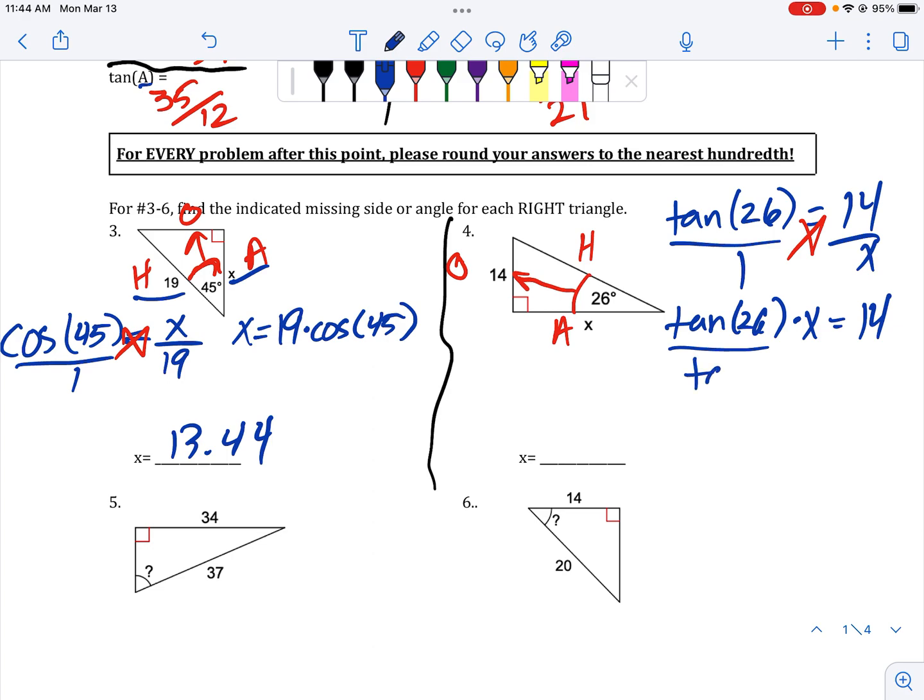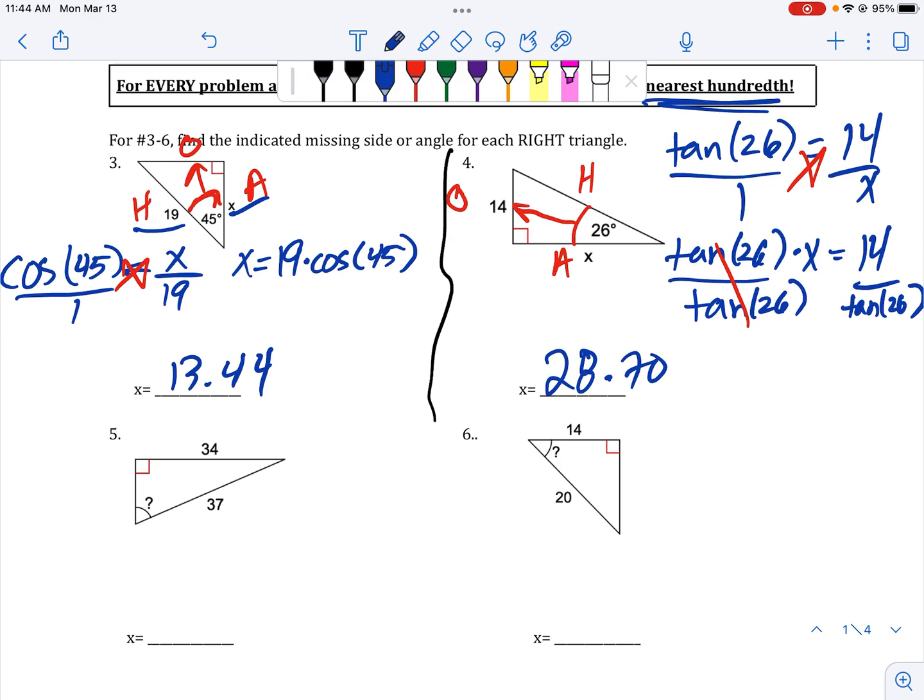Divide both sides by the tangent of 26. So in my calculator, I would do 14 divided by the tangent of 26. And you should get 28.70. Remember, I'm rounding to the nearest hundredth, which is 2 decimal places.